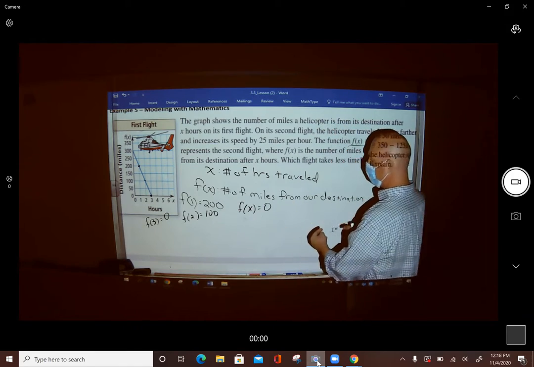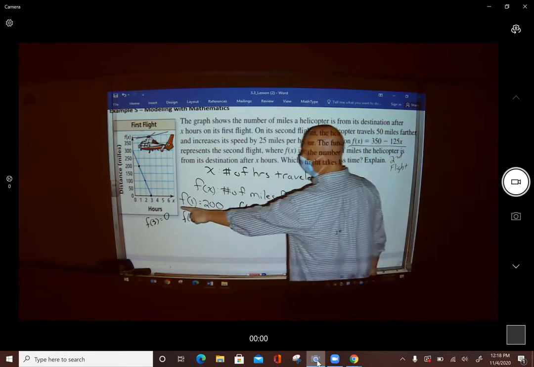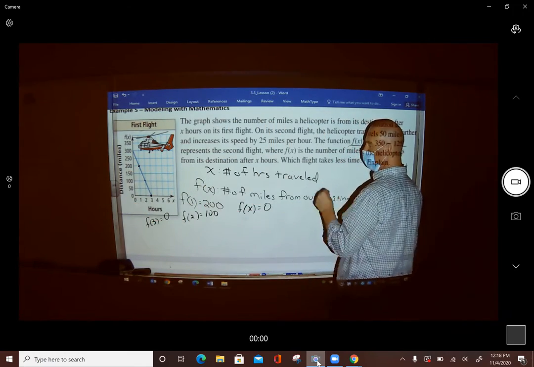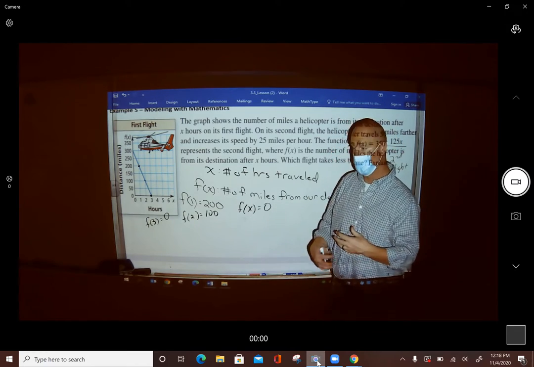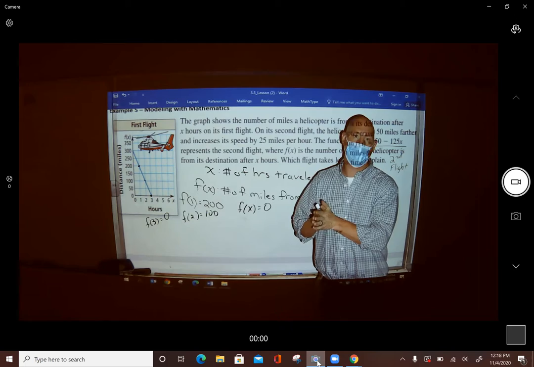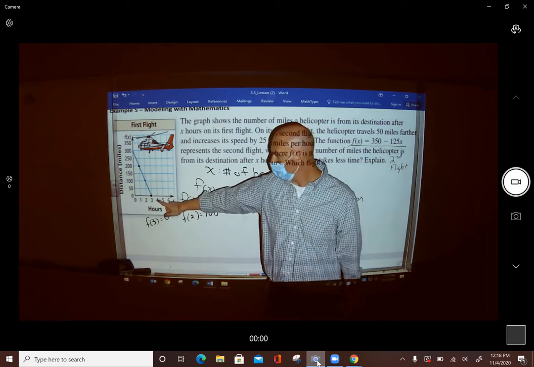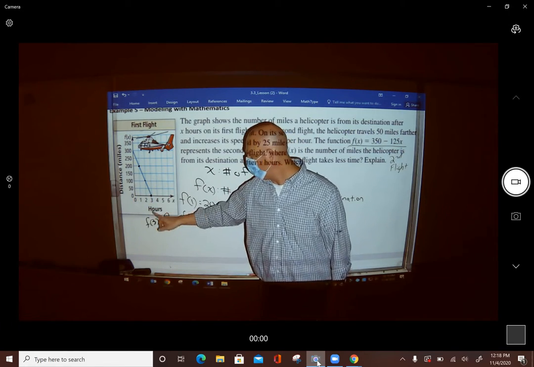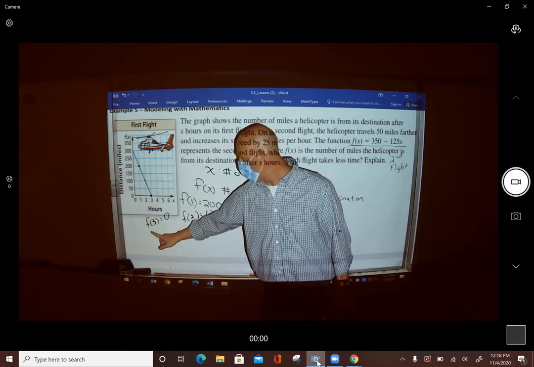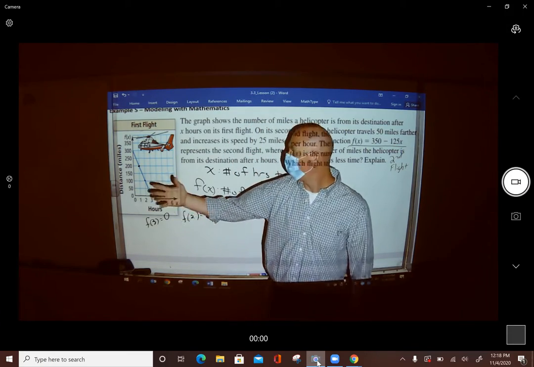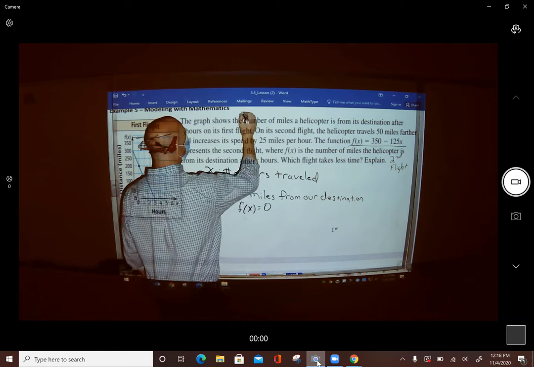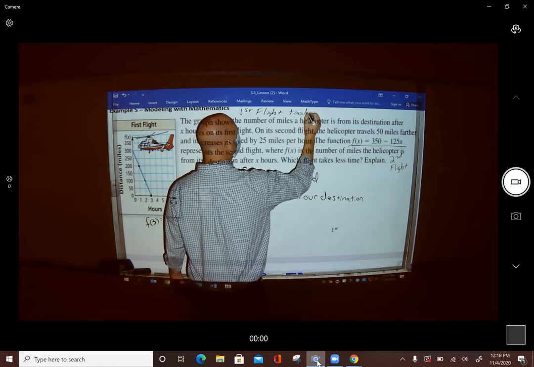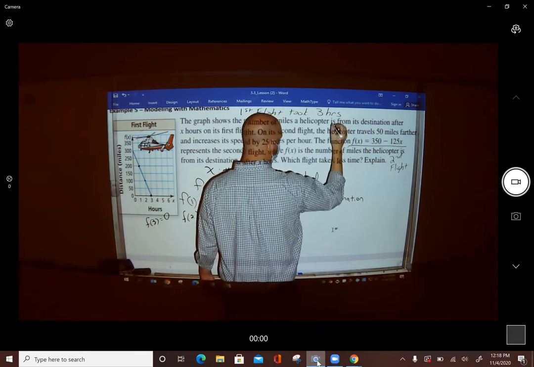To recap up till now, we looked at our two variables, the hours we've traveled and our distance from our destination. If we want to see how long our flight took, we simply need to know when we are 0 miles away from our destination. That's represented by this point because that's where our f of x is 0. When f of x is 0, x is 3. In other words, f of 3 is 0. So the first flight took 3 hours. We'll mark that.